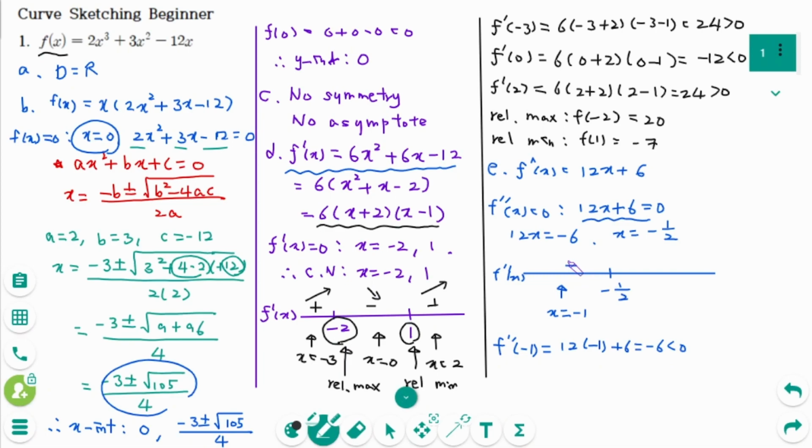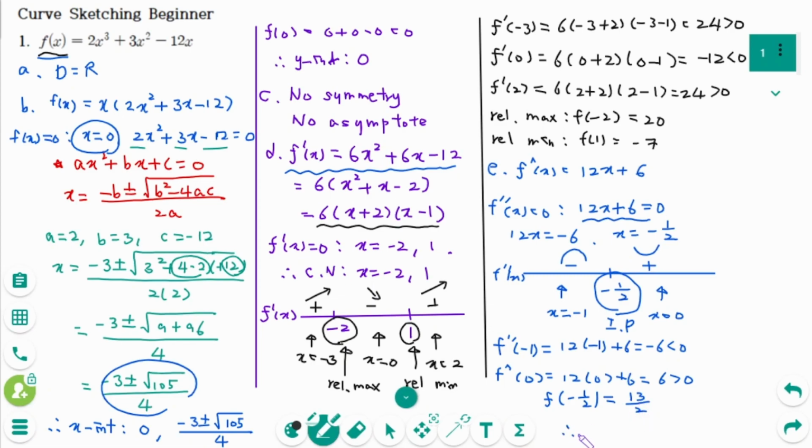Negative, that means concave down. Then when the testing number is 0, f second prime of 0 equals 12 times 0 plus 6 equals 6, which is positive. That means concave up. F second prime changes negative to positive at x equals minus 1 over 2. The point of inflection is at x equals minus 1 over 2. F of minus 1 over 2 is, use this, 13 over 2. Then inflection point is minus 1 over 2, comma 13 over 2.